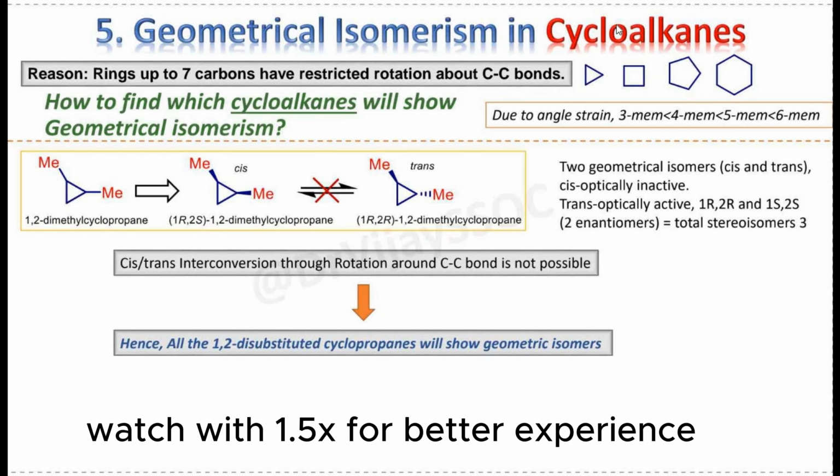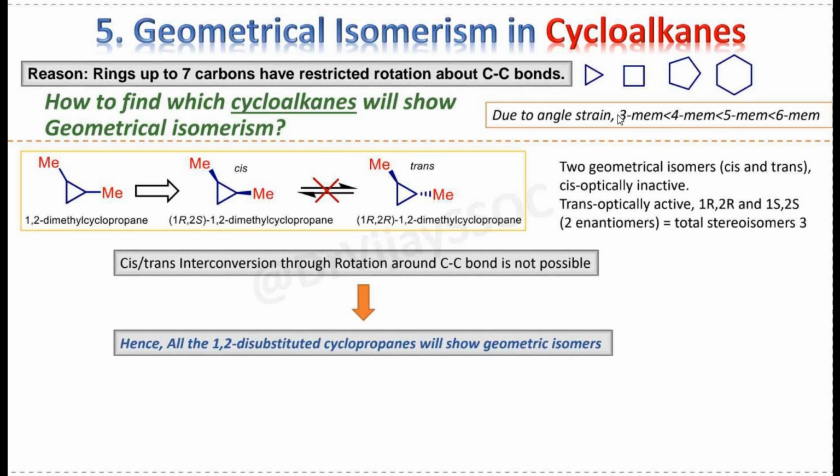What is the reason that cycloalkanes show geometrical isomerism? This is because rings up to 7 carbons have restricted rotation about carbon-carbon bonds. Due to the rigid structures of the cycloalkanes up to ring size 7, they have restricted rotation, and hence they can show geometrical isomerism. And due to angle strain, the stability order is: the 3-membered ring is less stable than the 4-membered ring, and the 4-membered ring is less stable than the 5-membered ring. So the 6-membered ring is more stable as compared to the smaller ring sizes.